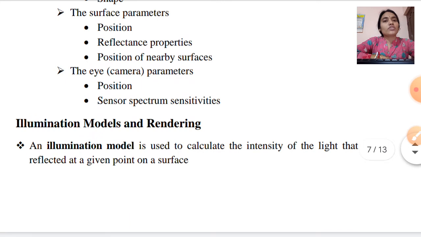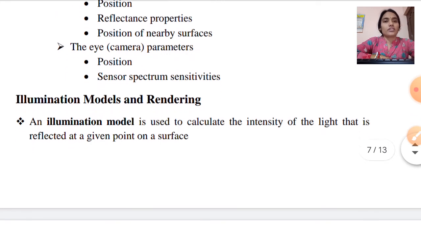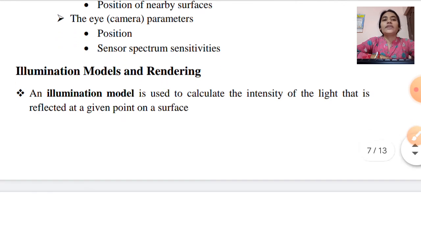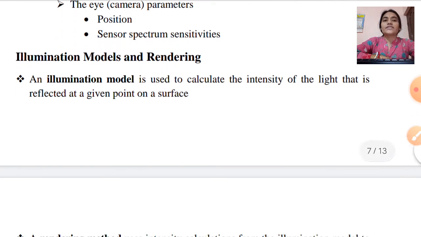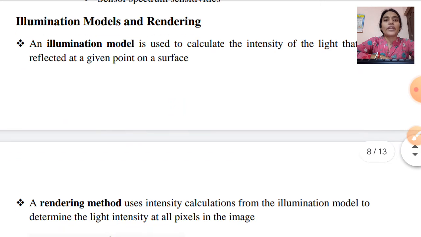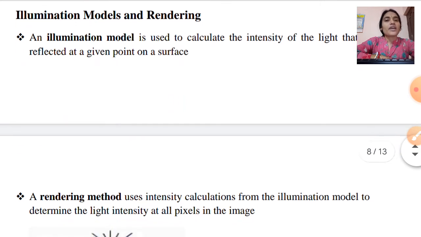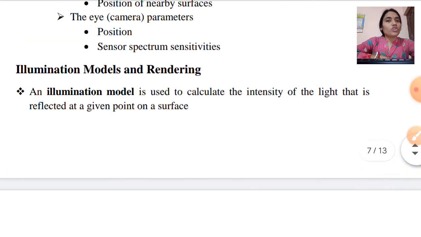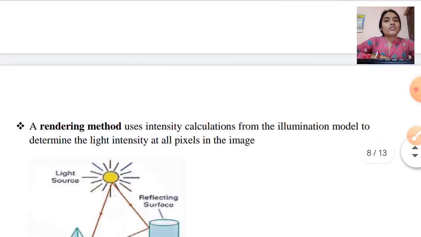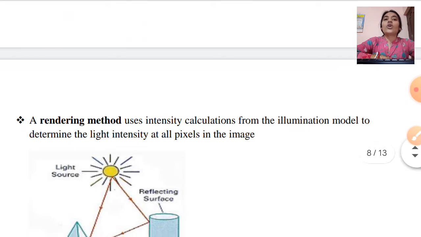Next we discuss the illumination model and rendering. An illumination model is used to calculate the intensity of the light that is reflected at a given point on a surface. That means it calculates the intensity of the light. And what is a rendering method? A rendering method uses the intensity calculation from the illumination model to determine the light intensity at all pixels in the image.